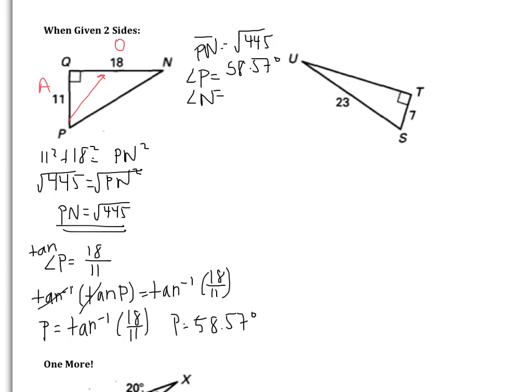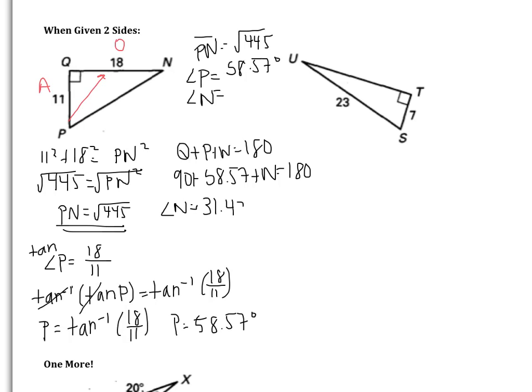Okay, and then the last one we have is angle N. Well, I know that all three angles, Q add P add N, are going to be 180. So angle Q is 90. Angle P is 58.57. Angle N I'm solving for, that equals 180. When I take 180 and subtract 90 and subtract 58.57, I get angle N to be 31.43 degrees.